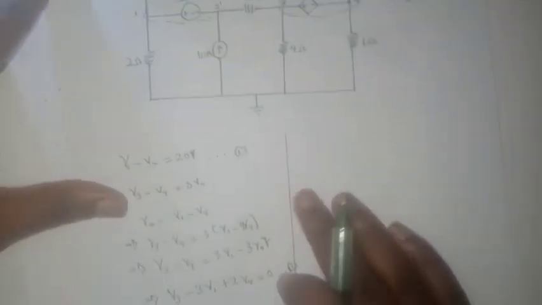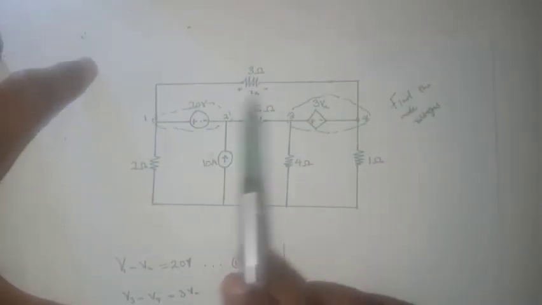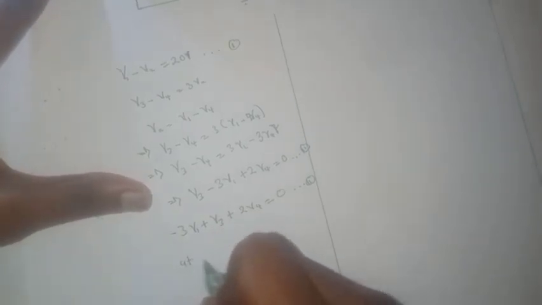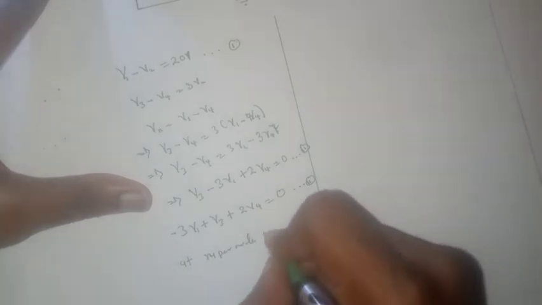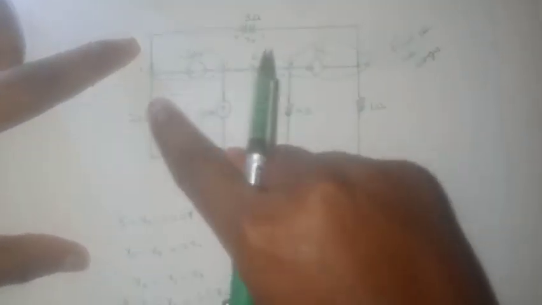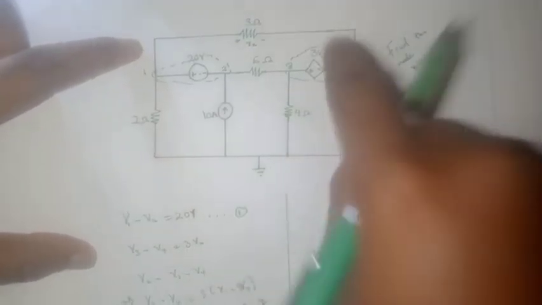And then proceed to write KCL equations at our two supernodes. That's this supernode and this supernode. So we say at supernode 1, 2, at this supernode, we write for this branch first. That would be (V1 minus V4) divided by 3 plus V1 divided by 2.